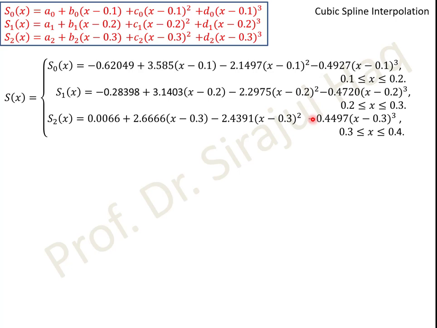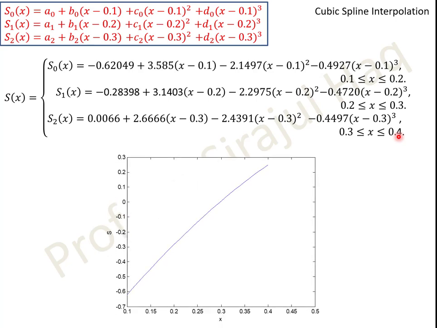Again, if you plot S0 between 0.1 and 0.2, hold on the figure, then plot S1 between 0.2 and 0.3 and plot S2 between 0.3 and 0.4, you should get a smooth and continuous curve, which you can see over here. You can see it starting from x equal to 0.1 and it reaches up to x equal to 0.4. And this is a continuous curve, and that was the claim of the splines.